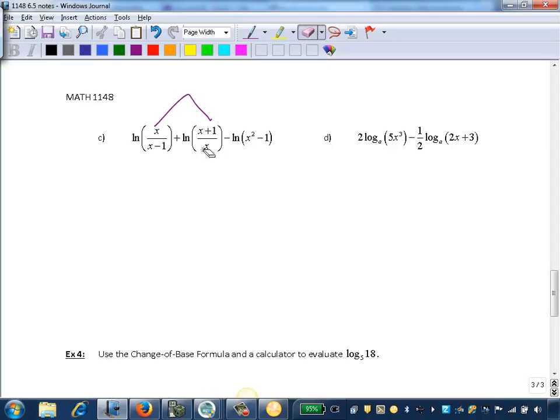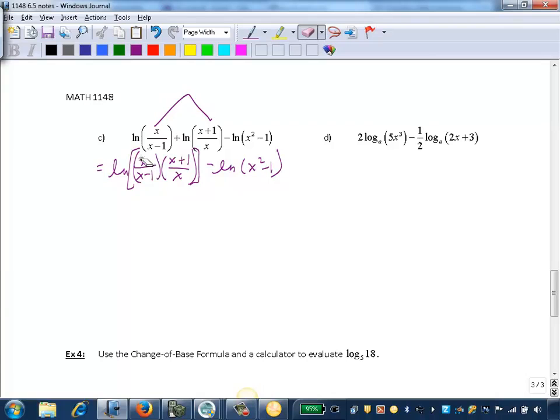So if I want to add 2 logarithms, I can combine them into one by taking the product of the arguments. So I can rewrite this as natural log of x over x minus 1 times x plus 1 over x. So I'm taking the natural log of that product, and let's just leave this third logarithm here alone for now.